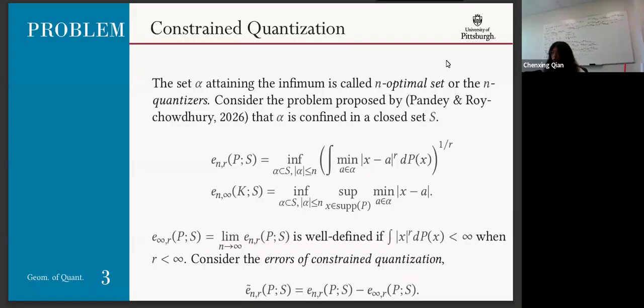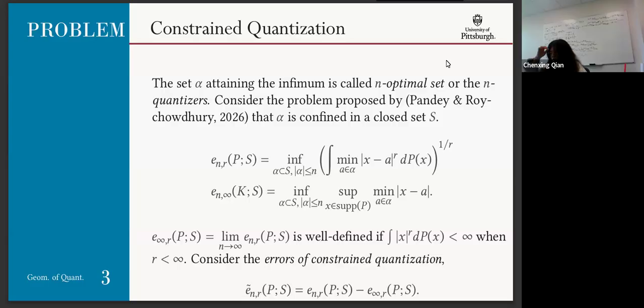In a recent paper by Pandey and Roychowdhury, they propose a natural variant of this question. If the quantizers are confined to a closed set, what properties do we have in this problem? This is called the constrained quantization problem. We can define the functionals e_{n,r} and e_{n,infinity} in a similar sense. The only difference is that the quantizers are confined in a closed set S.